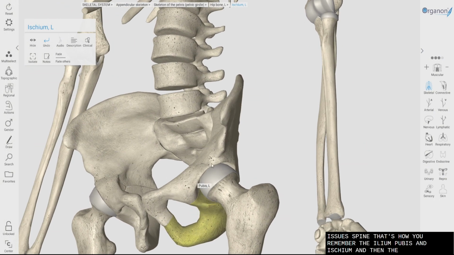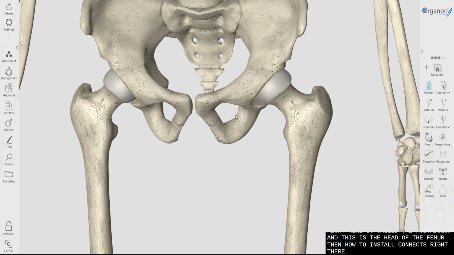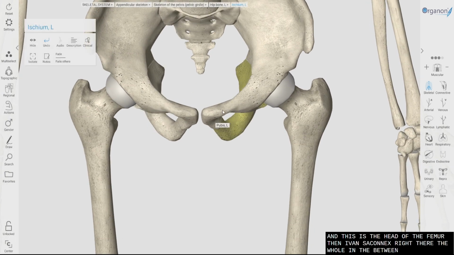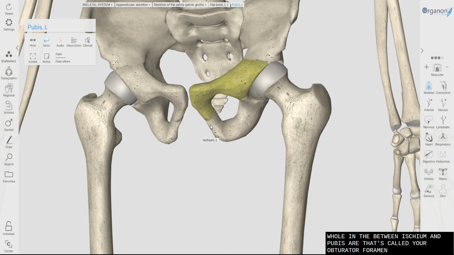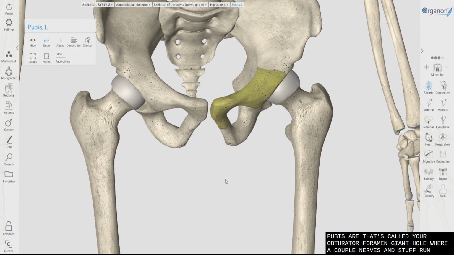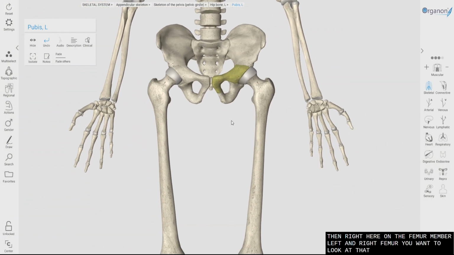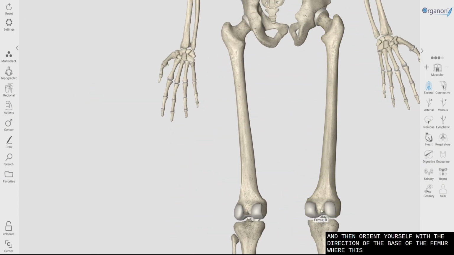And then the main hip joint right here is called the acetabulum. And this is the head of the femur then. And this all connects right there. The hole in between the ischium and the pubis here, that's called your obturator foramen. Giant hole where a couple nerves and stuff run. But then right here on the femur, remember left and right femur, you want to look at that ball and socket joint and then orient yourself with the direction of the base of the femur, where this fossa is towards the posterior side.